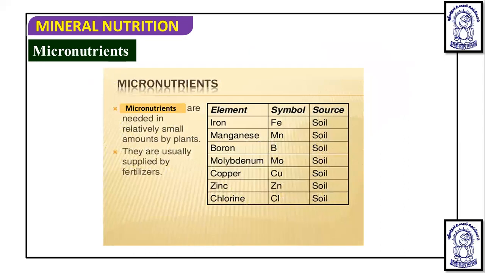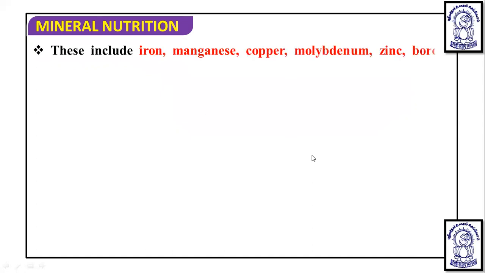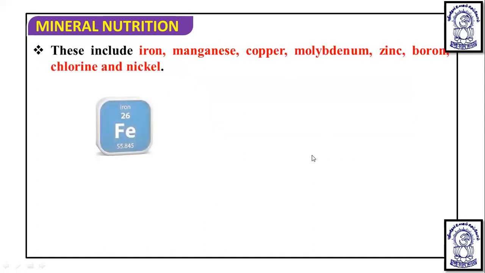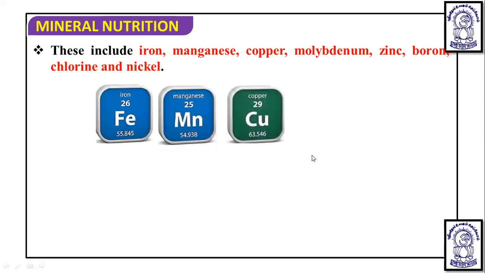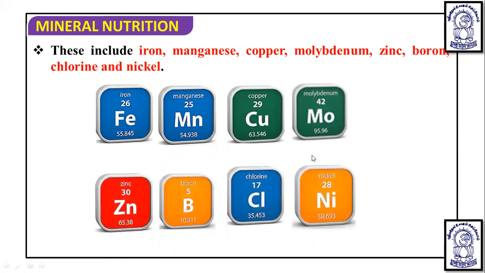The micronutrients needed in small amounts by plants are usually supplied by fertilizers, and they are obtained from the soil. There are eight micronutrients or trace elements: iron, manganese, copper, molybdenum, zinc, boron, chlorine, and nickel.